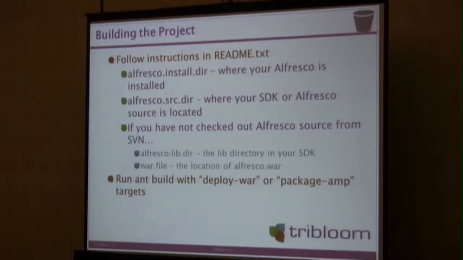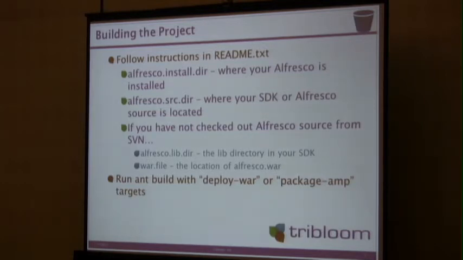So this is all available in the Cloud Store project, but the readme.txt has all the information about which property files to set: the Alfresco install dir, where Alfresco is installed on your local system. And this is in the build.xml, which is what I'm talking about. Your Alfresco source store is where your SDK or Alfresco source code is located. And if you've not checked everything out from SVN, you'll need to change the Alfresco libdir and the war.file. Again, this is pretty straightforward. It's all in the README.